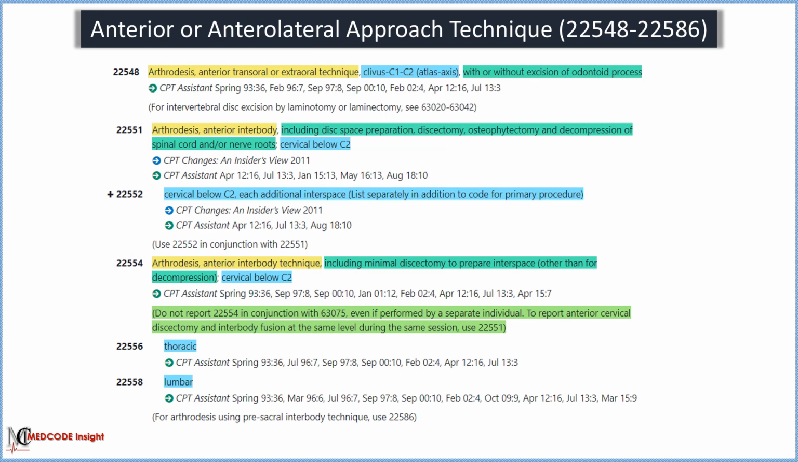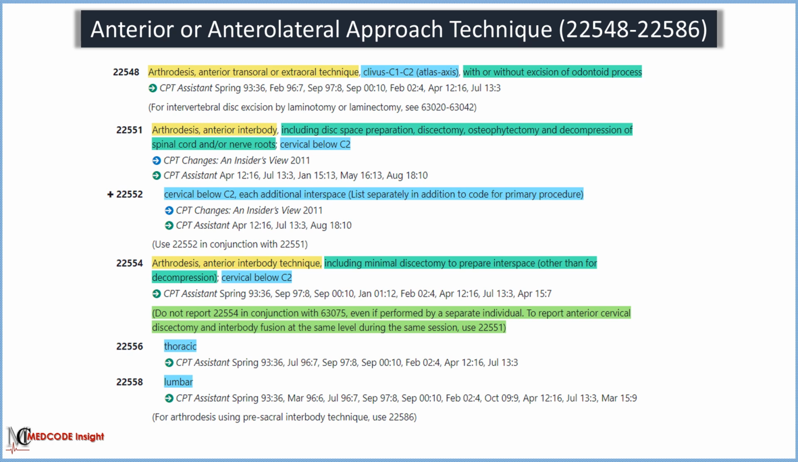In the anterior or anterolateral approach technique, CPT code 22548 refers to the fusion of first and second cervical vertebra through either a transoral or extraoral approach. CPT code 22551 includes the preparation of the disc space, dissectomy, ossificectomy, and decompression of spinal cord and a nerve root below C2 in the cervical spine. CPT code 22554 involves a minimal dissectomy to prepare the interspace, excluding decompression for level below C2 in the cervical spine.